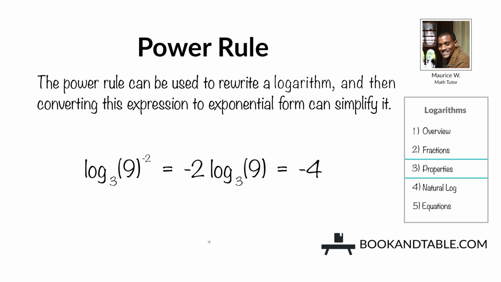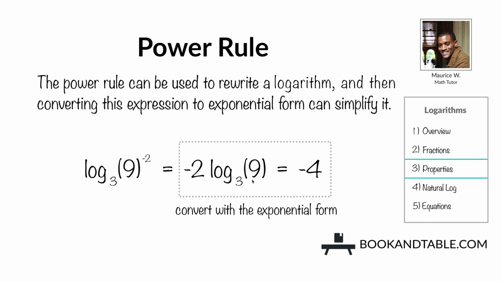The power rule can be used to rewrite a logarithm, and then converting this expression to exponential form can simplify it. So let's say we had the log of base 3 of 9 to a power of negative 2. We can use the power rule to move this exponent negative 2 to the coefficient of this term, which would give us negative 2, the log of base 3 of 9. And now we can convert with the exponential form in order to simplify this to negative 4.